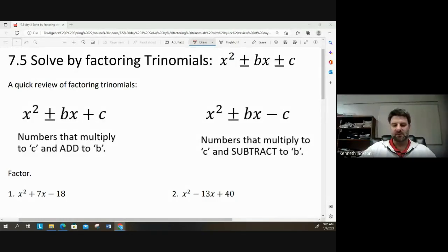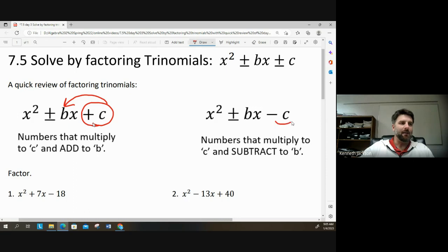These are notes for section 7.5, solving quadratics by factoring, and these quadratics are trinomials. Before we talk about solving, a quick review of the factoring that we have gone over in the previous two videos. It really keys off of what does the polynomial end with. If it ends in a plus c, I'm looking for numbers that multiply to c and add to b, as it says here.